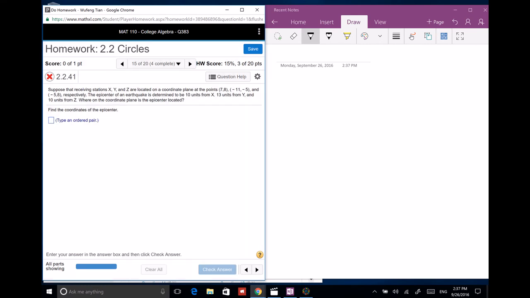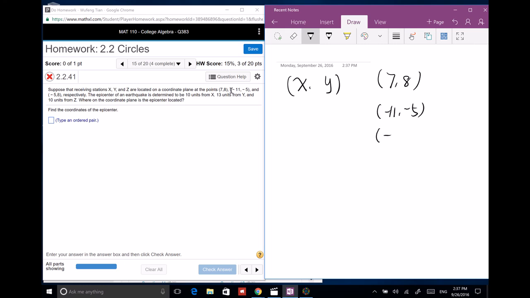How do you do that for this one? Because there's one point, and all 3 points have a given distance from it. Now we use the distance formula 3 times. Suppose this point is x and y. The distance between x, y and the first point 7, 8 is 10. The other points are -11, -5 and 5, 8, with distances 13 and 10.